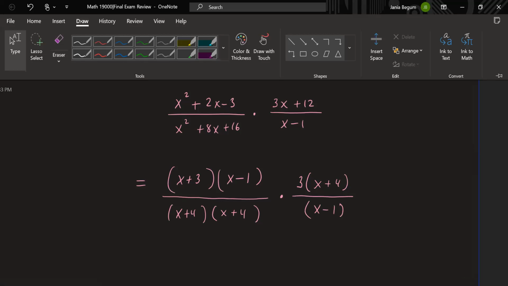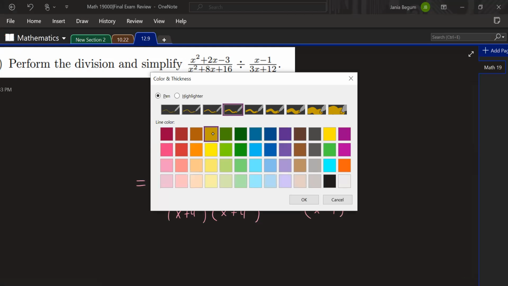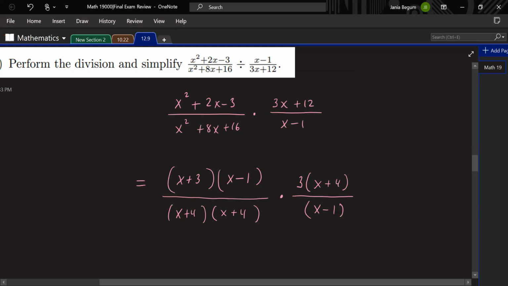Okay, now is the fun part. You start canceling out terms. So x plus 3, no common factor on the bottom, so it doesn't cancel. x minus 1, yes, cancels with this one. And then x plus 4 will cancel with one of the factors from the bottom.